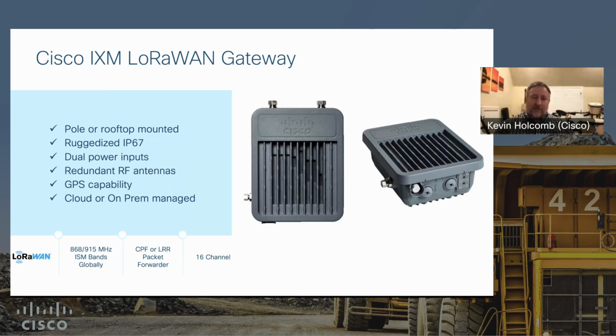So a little deeper dive on each one of those products. For the gateway, which we call the IXM, we typically see it mounted on poles or on rooftops. It's very rugged, IP67, and you can do dual antennas for receive diversity if you want. Sometimes we see it indoors as well, in a harsh industrial type of environment. But definitely pole top, rooftop, towers. It's a great gateway for that.